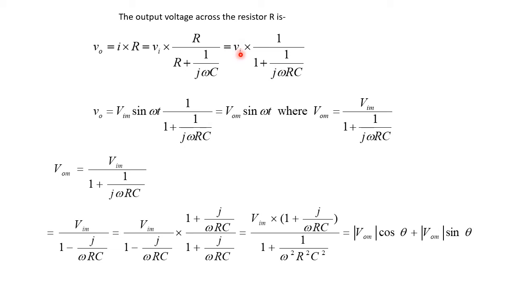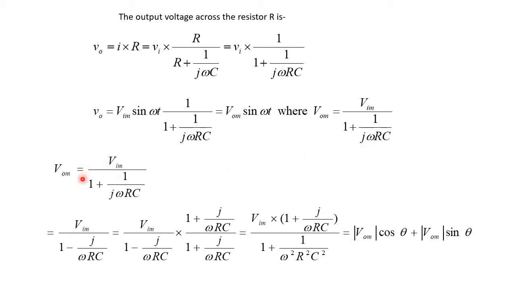In place of Vi, we can write the expression Vim sin omega t multiplied by 1 upon the impedance of the RC circuit, and it can be written in the form of amplitude multiplied by sin omega t. It can be written as Vom sin omega t, where Vom is the amplitude of the output voltage. And the expression for Vom is written here. This is the amplitude of the output signal.